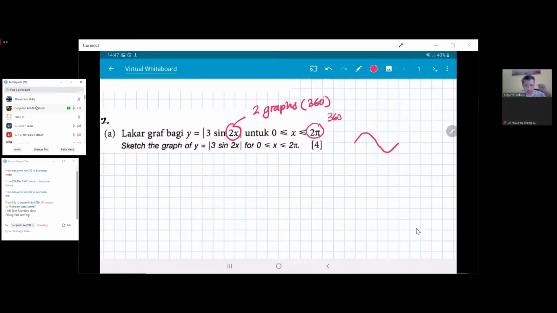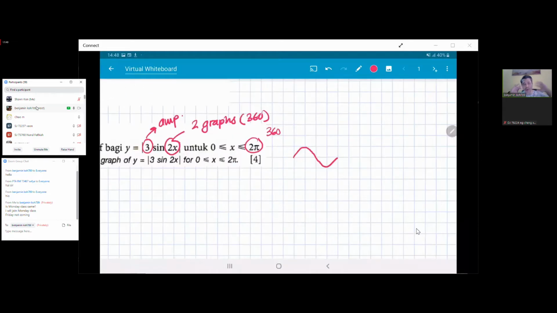Number 3 in front here, this is your amplitude. Maksudnya when you draw, the highest point on your graph will be 3. But most importantly now, you have got a modulus. So let's put all this information, kita ambil semua maklumat yang ni, put them together, and I do a rough sketch first, lakaran kasar.